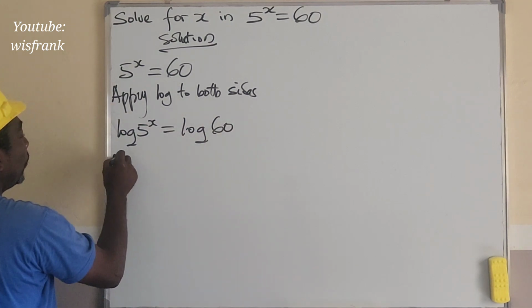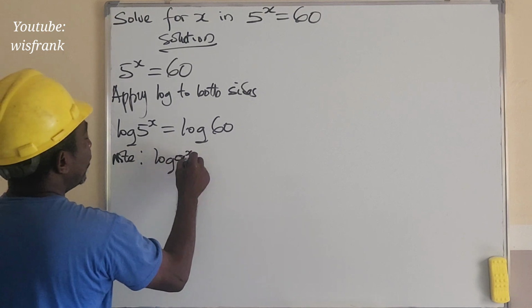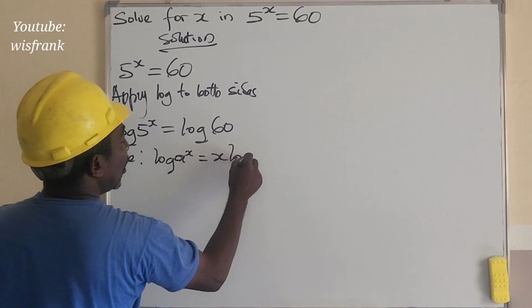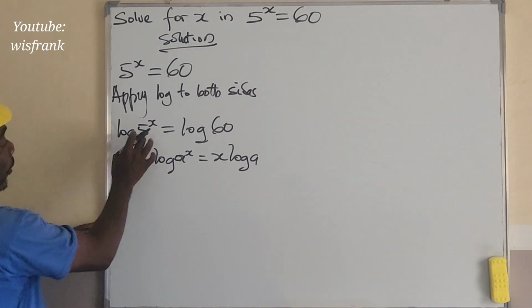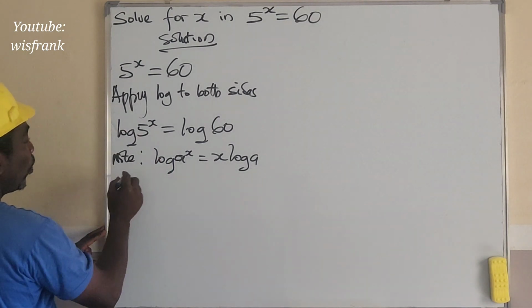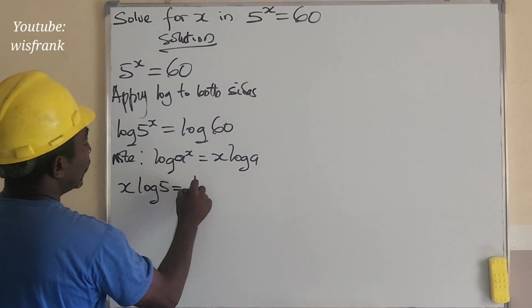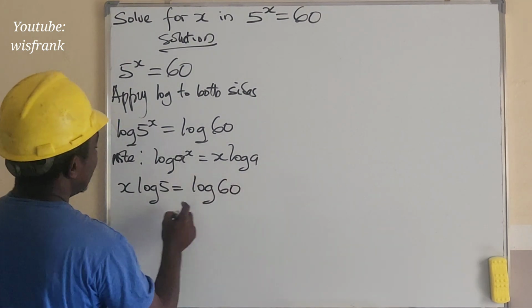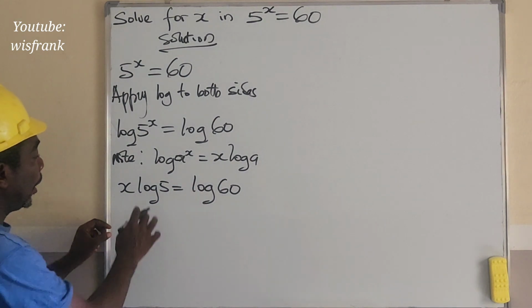Here we recall, note, that log a to the power of x is the same thing as x log a. Applying this law of logarithm to this expression, this will become x log 5 equals log 60. For us to find the value of x, we need to divide both sides by log 5.